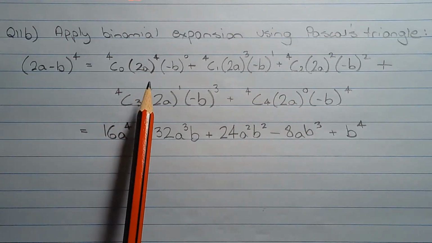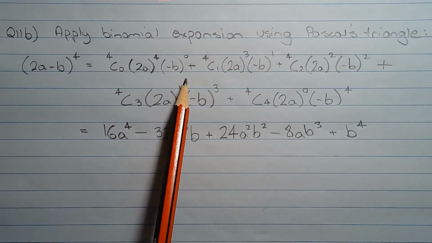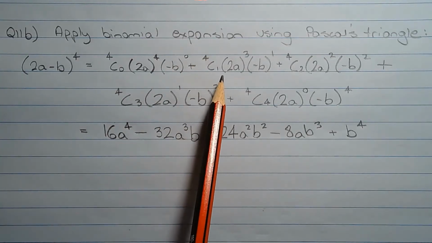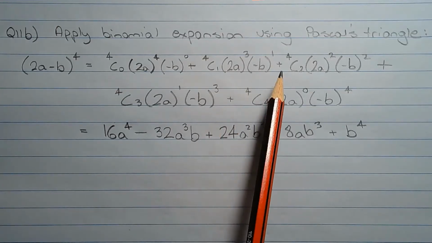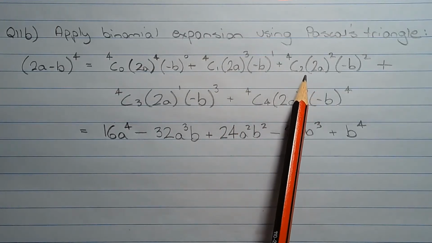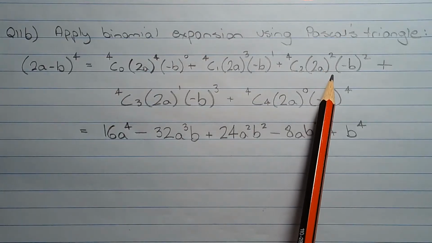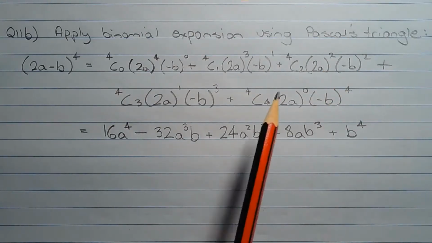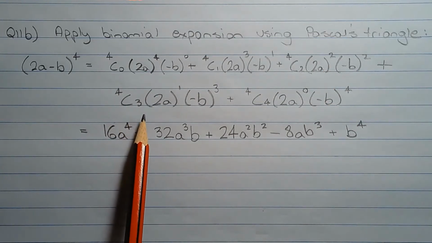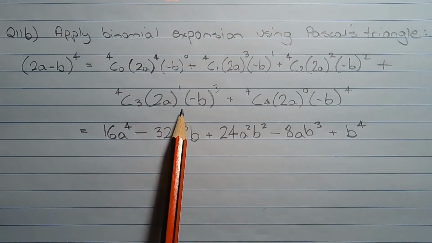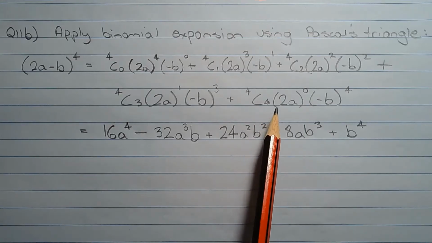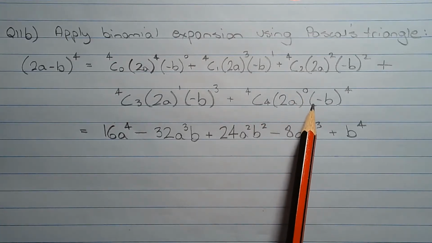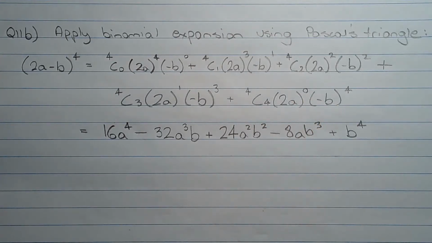plus 4 choose 1 multiplied by (2a)^3 multiplied by (−b)^1 plus 4 choose 2 multiplied by (2a)^2 multiplied by (−b)^2 plus 4 choose 3 multiplied by (2a)^1 multiplied by (−b)^3 plus 4 choose 4 multiplied by (2a)^0 multiplied by (−b)^4.